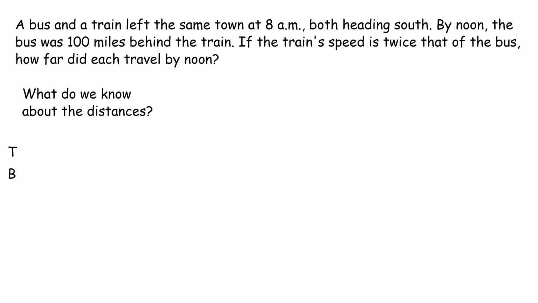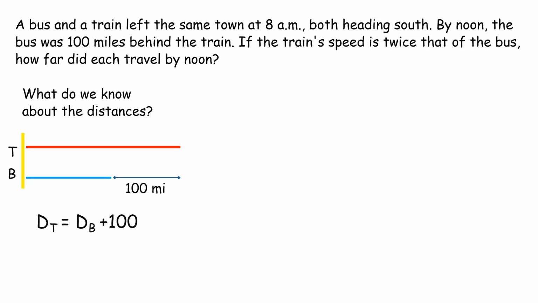There's a train and a bus. The distance of the train is something. We don't know what it is. They didn't tell us. The distance of the bus is also something, but they did tell us something about it. That is 100 miles behind the train. So the distance of the bus is less than that of the train by 100 miles. So this is the distance situation, and we can use this picture to write an equation about the distances.